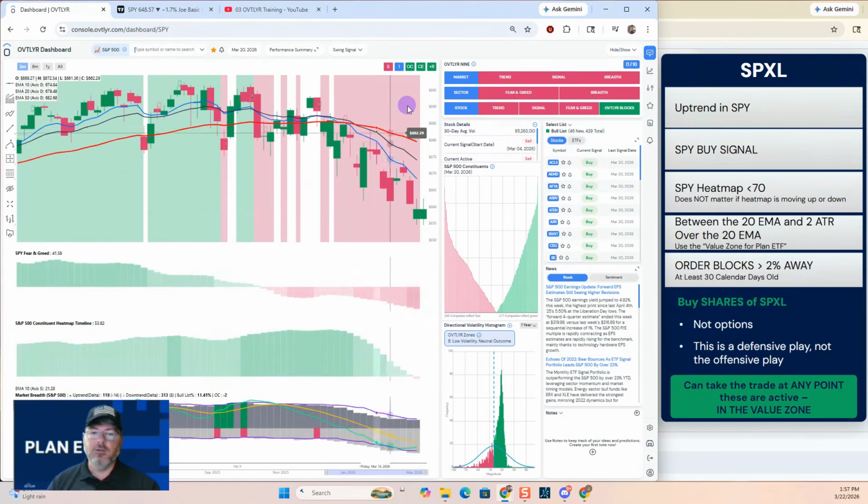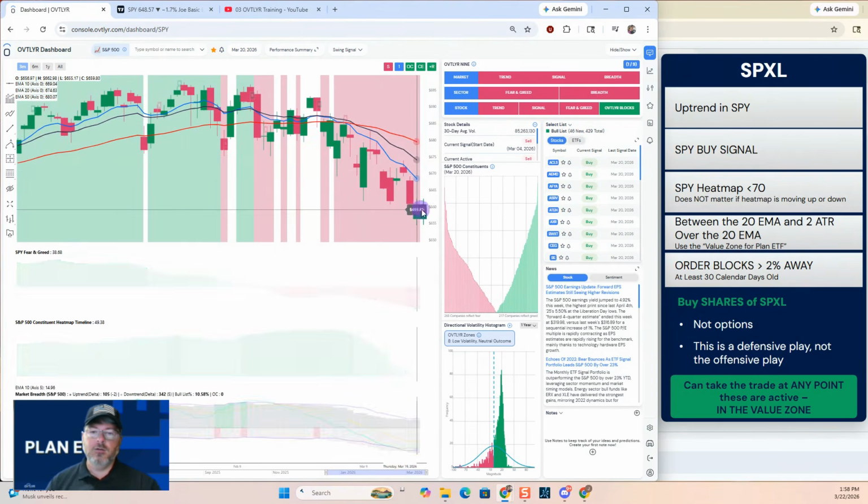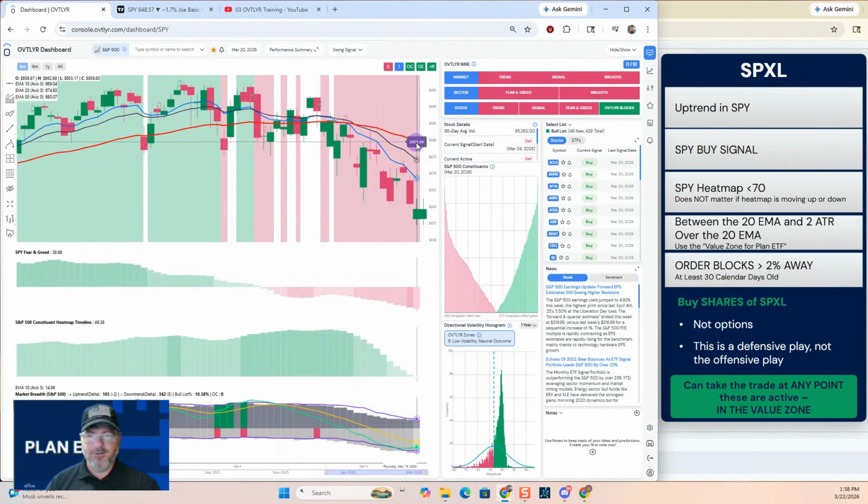But you're looking at this color. This background color is red. So you know it's in a downtrend. And you also know from the previous example that the 10 is under the 20. That's a downtrend. The price is under the 50. That's a downtrend. The Ovtlyr 9 signal is red for trend. It's a downtrend. Moving on to the SPY buy signal.